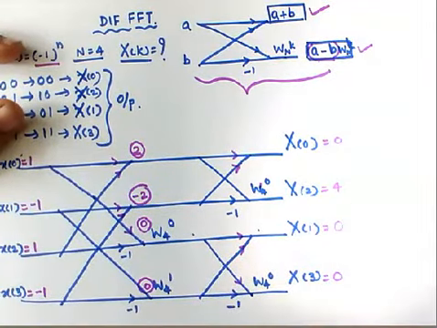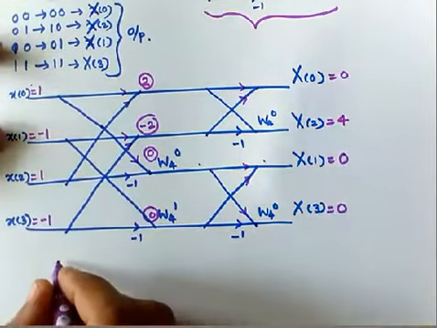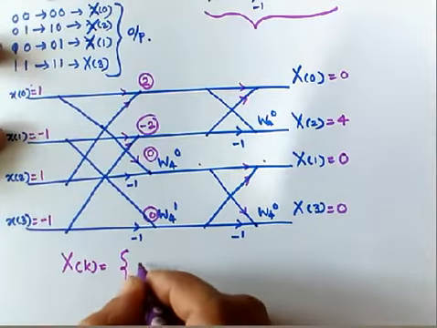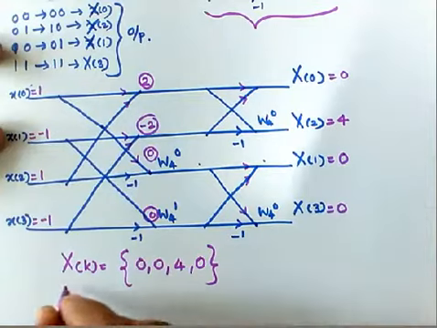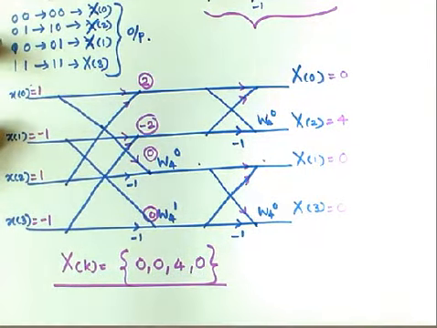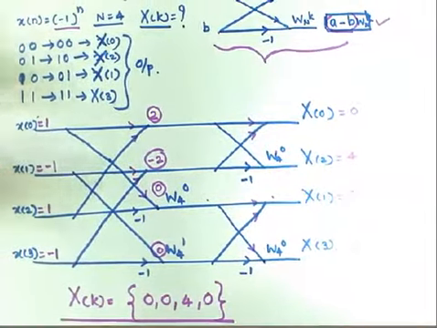So this is how we get the values for the DFT, that is X of k, as 0, 0, 4, 0 for the given x of n, that is -1 raised to n. And this method is nothing but the DIF FFT for the given sequence.